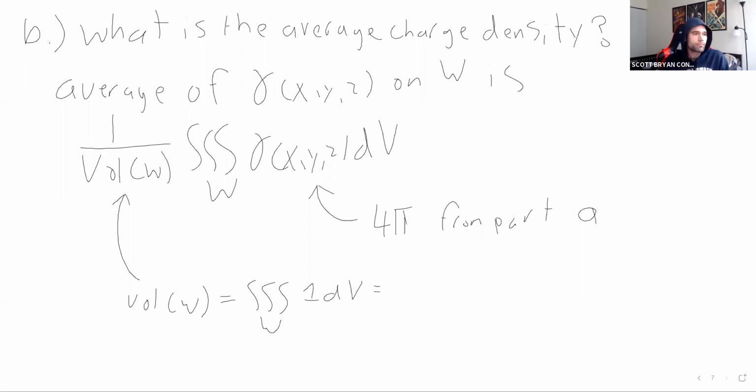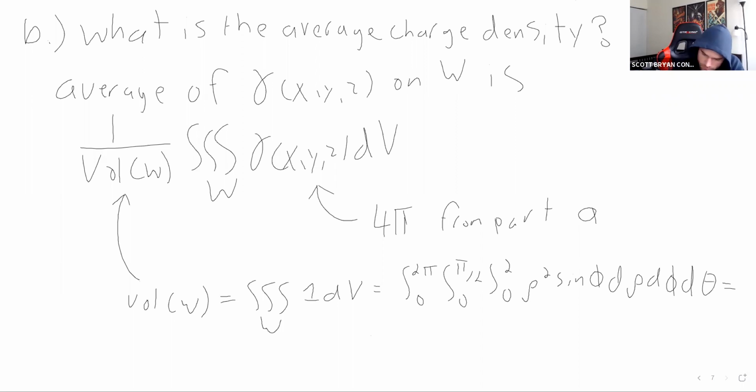And so we would just, if we were doing that, we already found the bounds, we'd convert to spherical. So the bounds, theta goes from 0 to 2 pi, phi goes from 0 to pi over 2, and rho goes from 0 to 2. 1 is just a constant 1. And then dv is rho squared sine phi d rho d phi d theta. And that's an easy calculation.